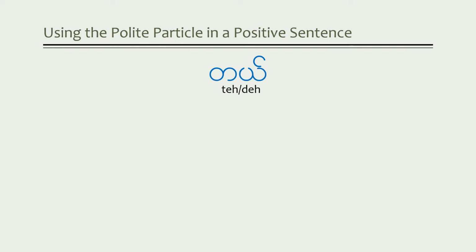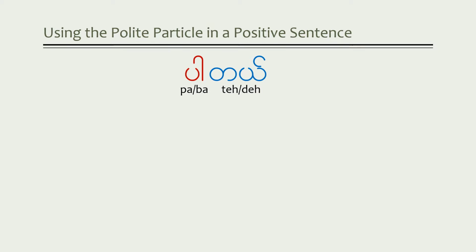As I covered in another lesson, both a verb and an adjective sentence will use this positive sentence ending particle, te or de. To make that kind of sentence more polite or respectful, I'm going to place the polite particle pa or ba here, preceding the final particle. It now becomes ba de.